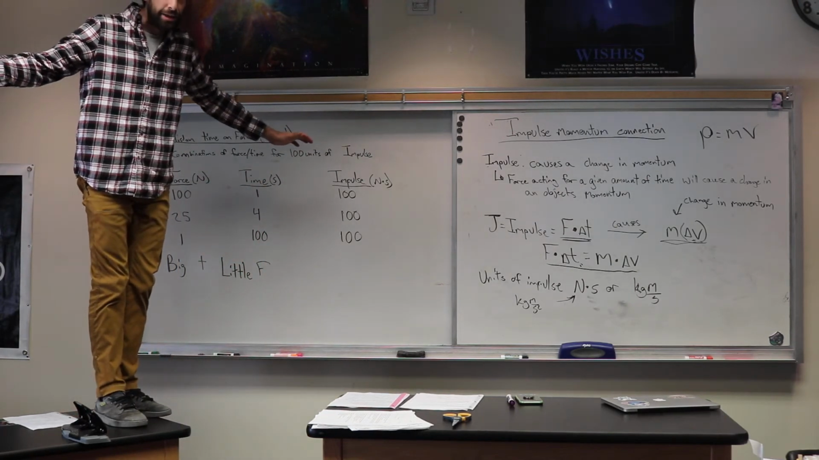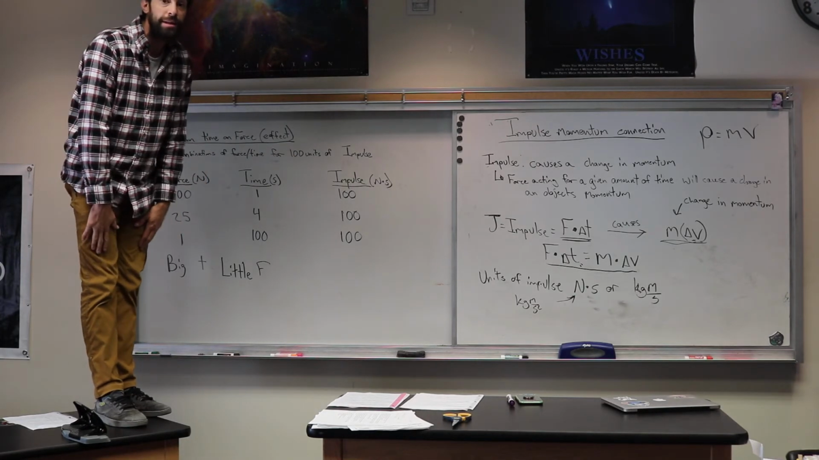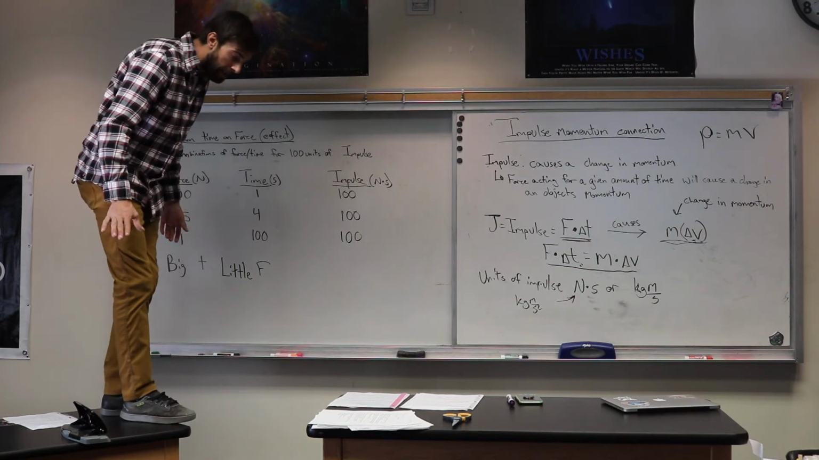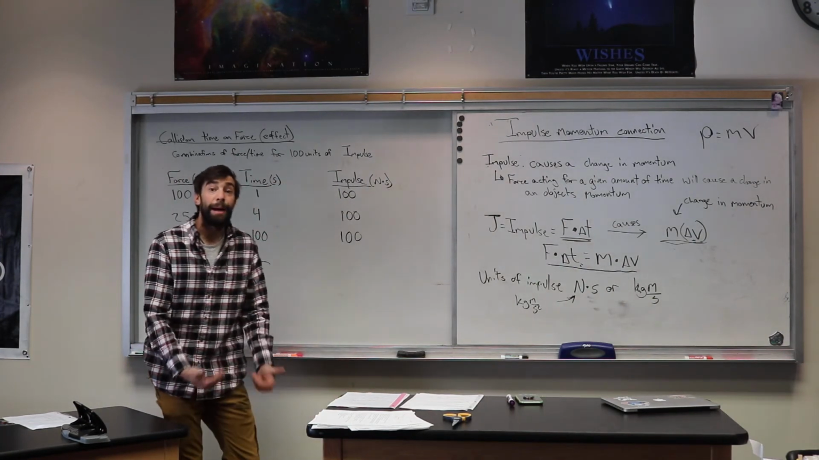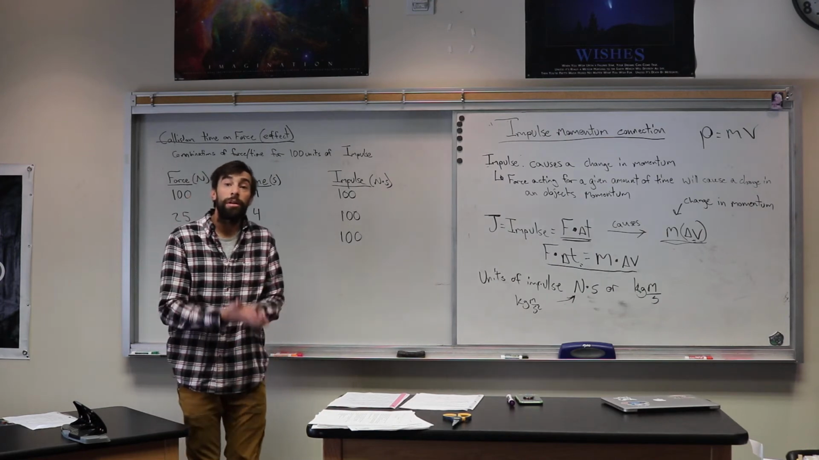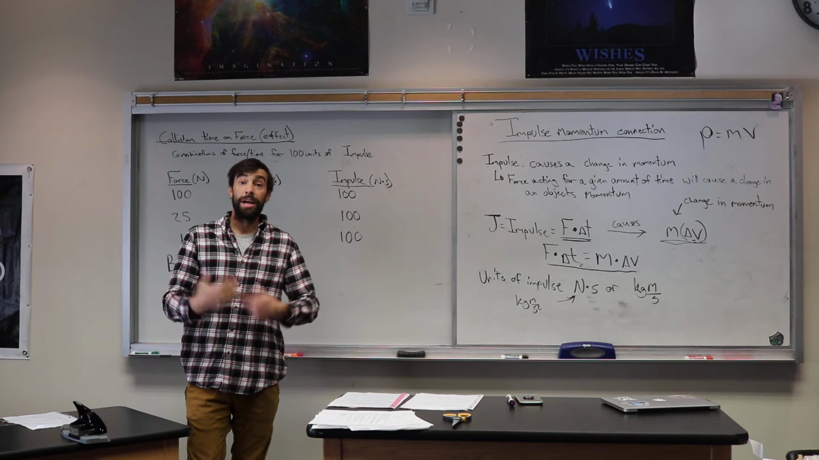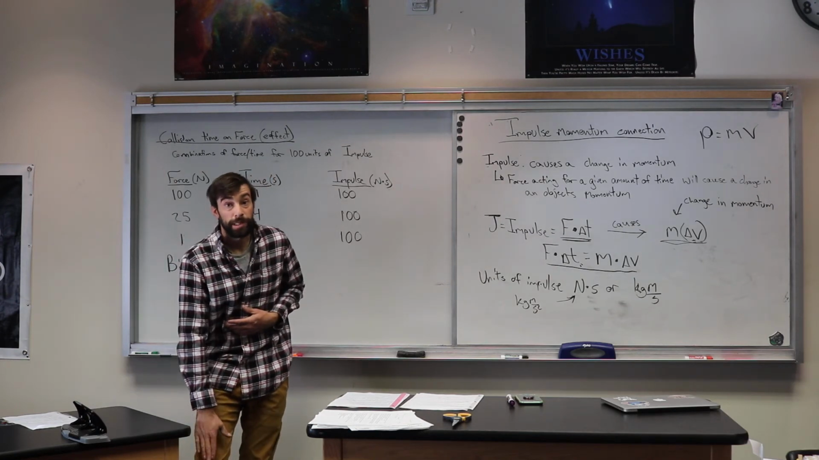Another example. How am I going to land if I jump off this table? Am I going to land with my knees completely straight? Absolutely not. That would hurt a lot, right? And so what I'm going to do when I jump is bend down and flex my knees, and that's going to absorb some of that force, lengthening the time of the collision, therefore causing less force on my knees.